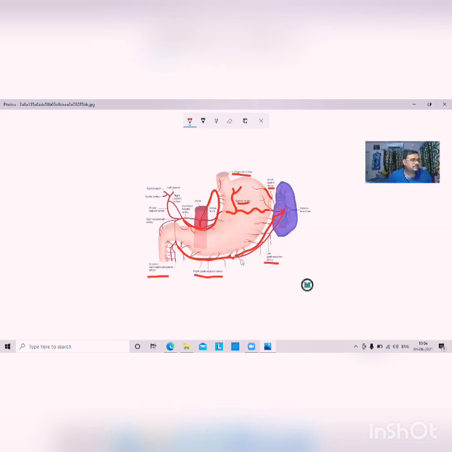Now, the branches from this arterial arcade along the lesser and greater curvature will supply the adjoining areas of both surfaces of the stomach and run almost at right angles with the long axis of the organ. It is like this. So the branches from this arterial arcade will enter through the wall of the stomach, almost perpendicular to the long axis of it. Now, what happens after entering the wall?